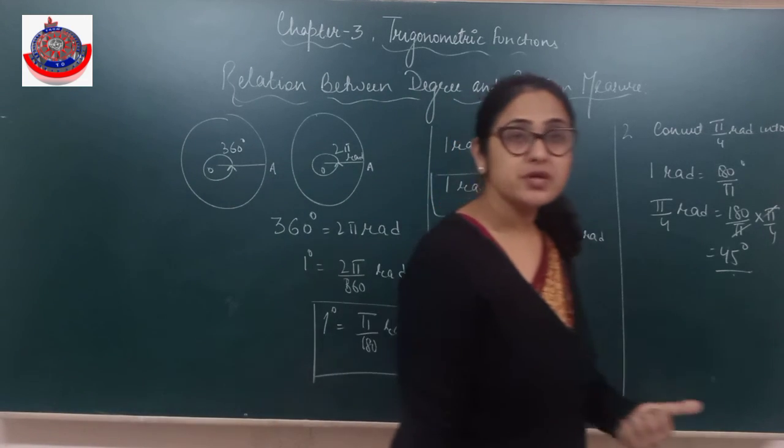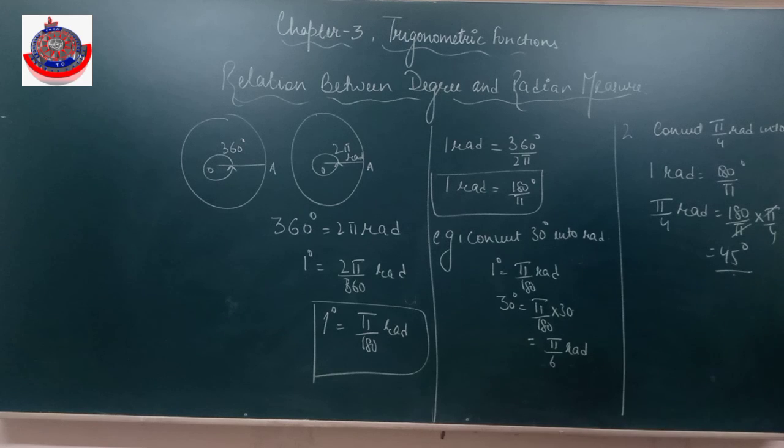So whenever you have to convert degrees into radians, you have to multiply by pi by 180. And whenever you have to convert radians into degrees, you have to multiply by 180 by pi. Clear?